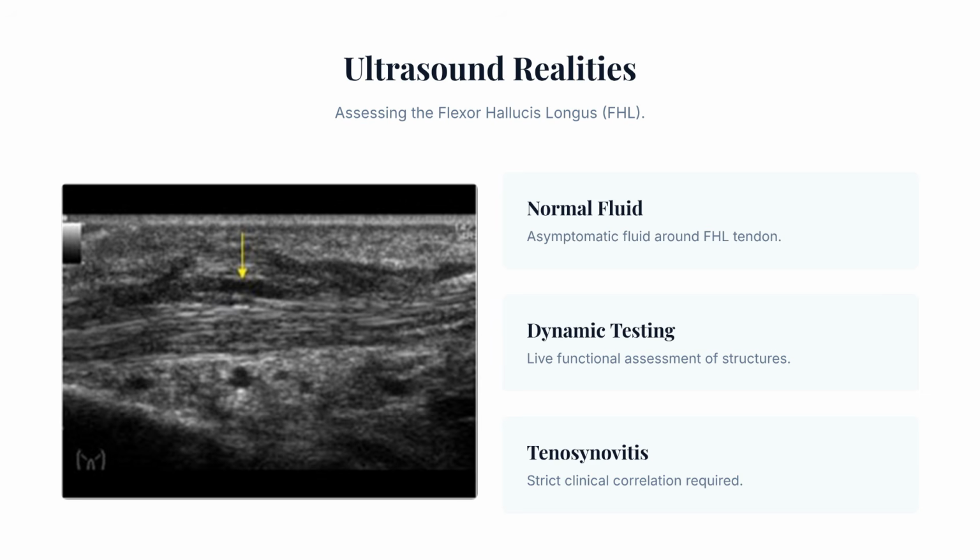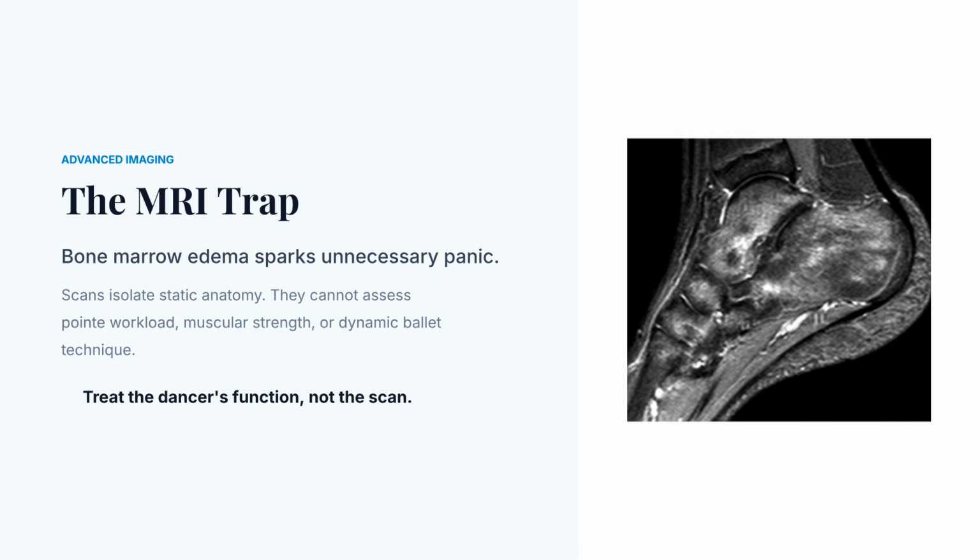When we look at ultrasound, particularly regarding the flexor hallucis longus, or FHL, context is everything. Finding fluid around the FHL tendon is incredibly common and often completely normal in a working dancer. Ultrasound allows us to dynamically test the joint, but we must strictly correlate these findings with clinical pain to accurately diagnose true tenosynovitis.